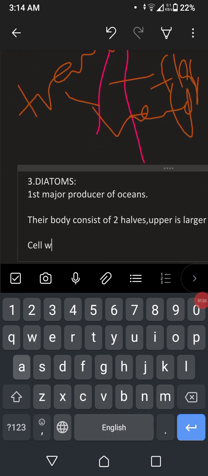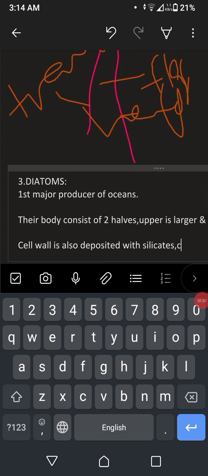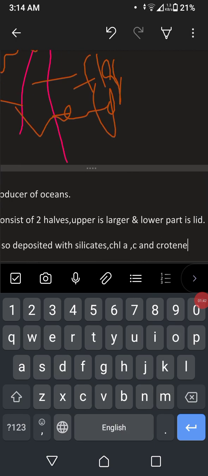Okay, its cell wall is also deposited with silicates. It also has chlorophyll A, C, and carotene, like dinoflagellates.